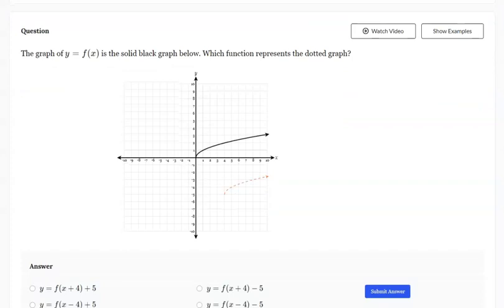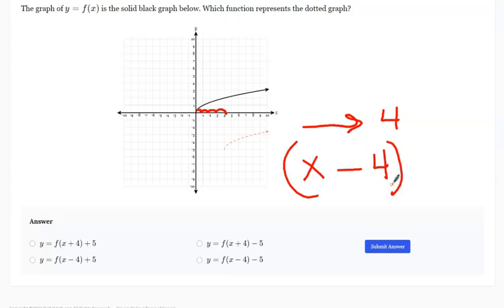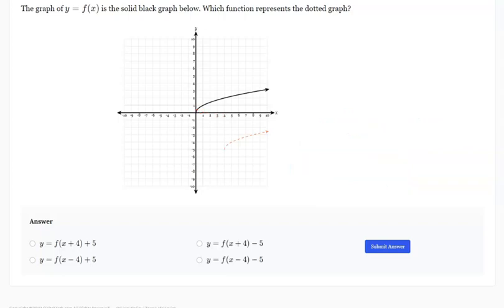Again, this one has moved both up and down and left or right. So we can see that we've moved 1, 2, 3, 4 units to the right. That's a -4 inside the grouping symbol. So that means that we've eliminated those 2 choices. And now we notice that the graph moved down 5, and that means we need a -5 value.